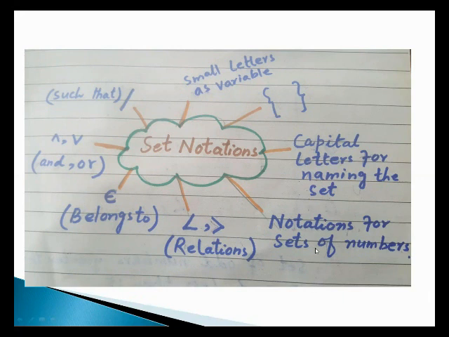Then notations for sets of numbers. Notations for sets of numbers mean we see what type of elements we have. We have natural numbers, so we use capital N. If we have even numbers, we use capital E. If we have odd numbers, we use capital O. If we have prime numbers, we use capital P. If we have real numbers, we use capital R. So in this way, we denote our set by using these notations.